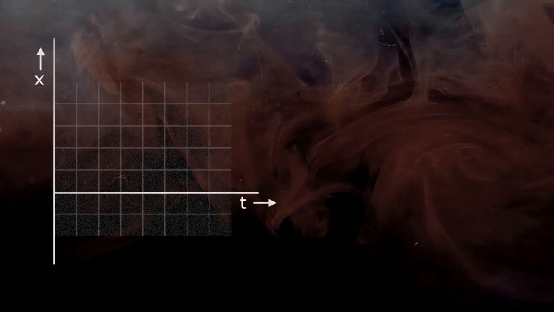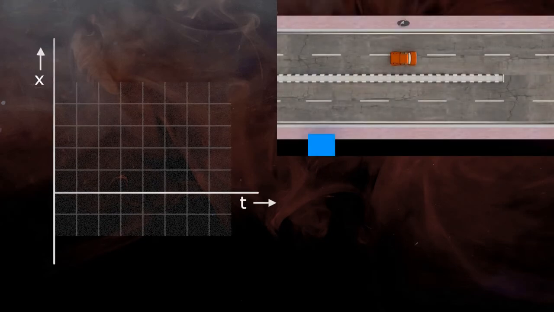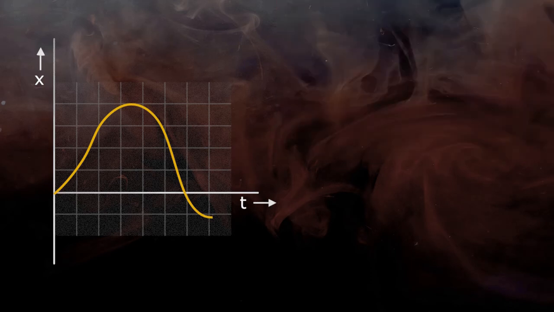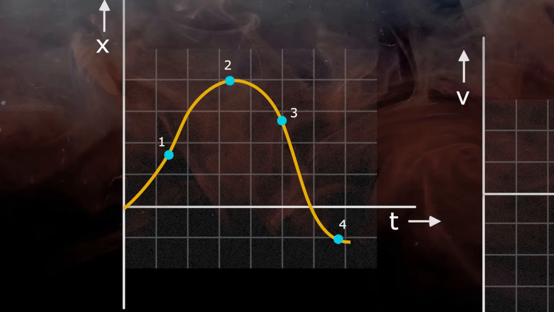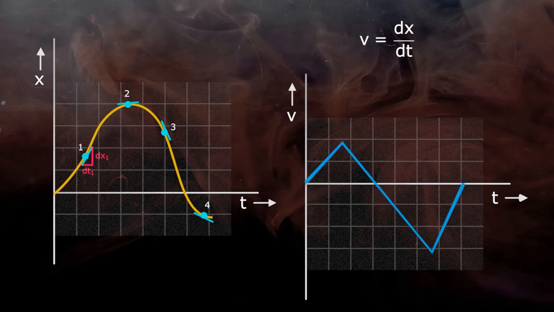Suppose a simple position to time xt curve is plotted for a pickup truck which is moving in the positive direction, then stops, takes a U-turn and again moves in the opposite direction. The velocity time curve, which is called the vt curve, can be constructed using the equation v equals dx by dt, as it involves x, v and t. Here dx by dt is nothing but the slope of the xt graph. So by taking the slope at different points 1, 2, 3 and 4 on the xt graph and measuring dx and dt, we can plot the vt graph.